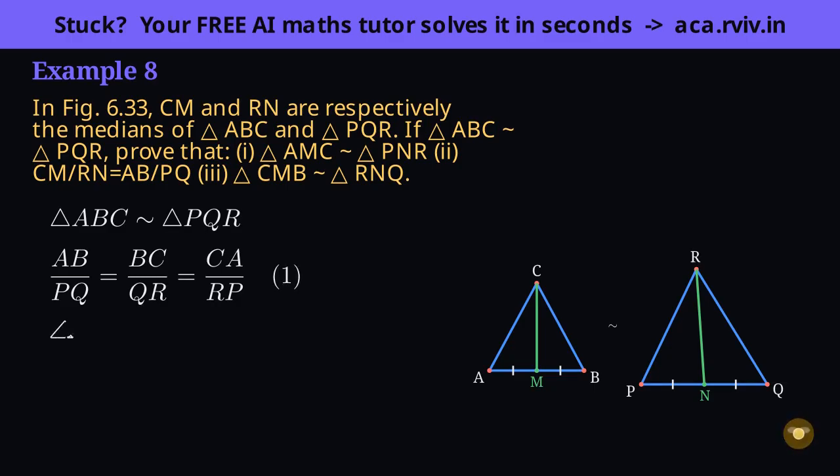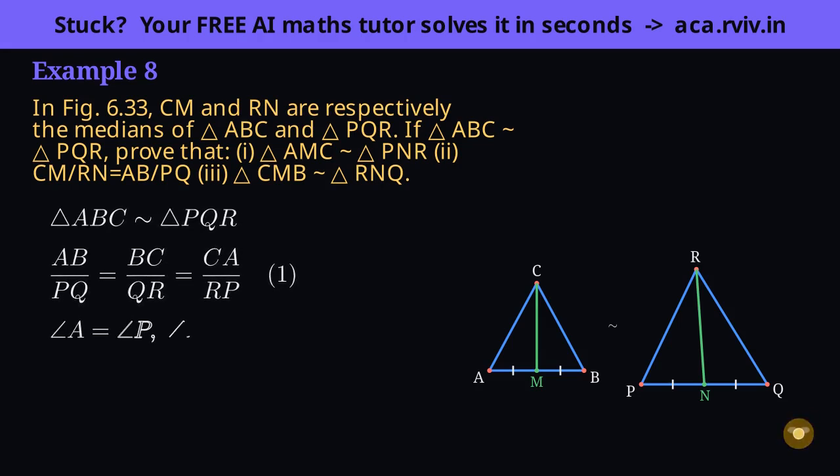Now the angles. Matching corners are equal. Angle A equals angle P, angle B equals angle Q, angle C equals angle R. Call this equation 2. These will supply the included angle that SAS needs later.